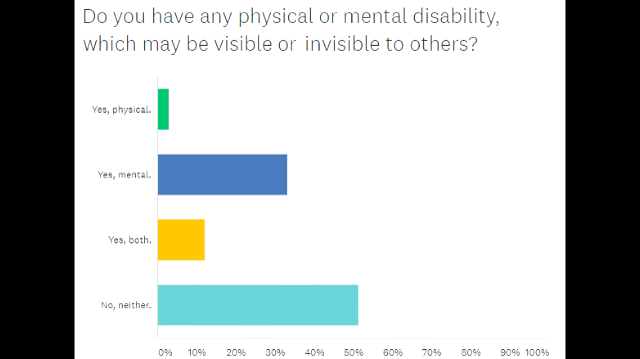The ninth question was, do you have any physical or mental disability which may be visible or invisible to others? And the options were, yes, I have a physical disability, yes, I have a mental disability, yes, I have both, or no, I have neither. And I just included which may be visible or invisible to others because a lot of the times we think of mental disabilities as things that we can't see, so things that you wouldn't necessarily know are going on with a person because you can't see them, and physical disabilities may be something that you can see, but they may also not be.